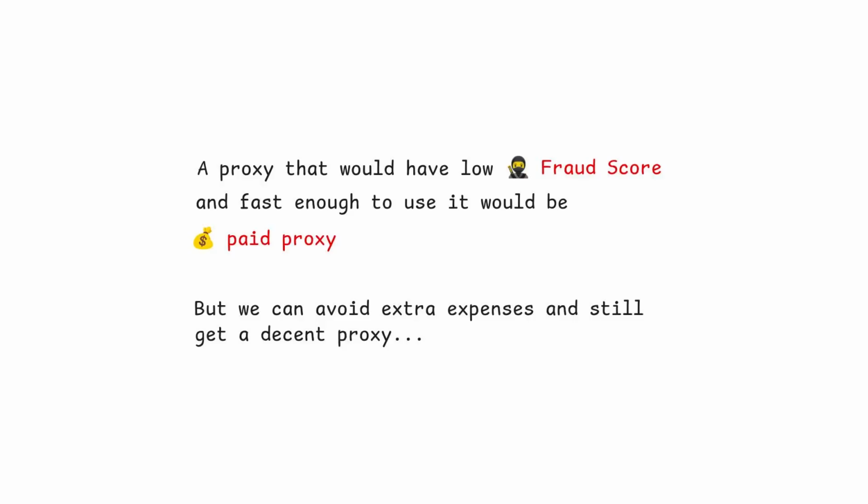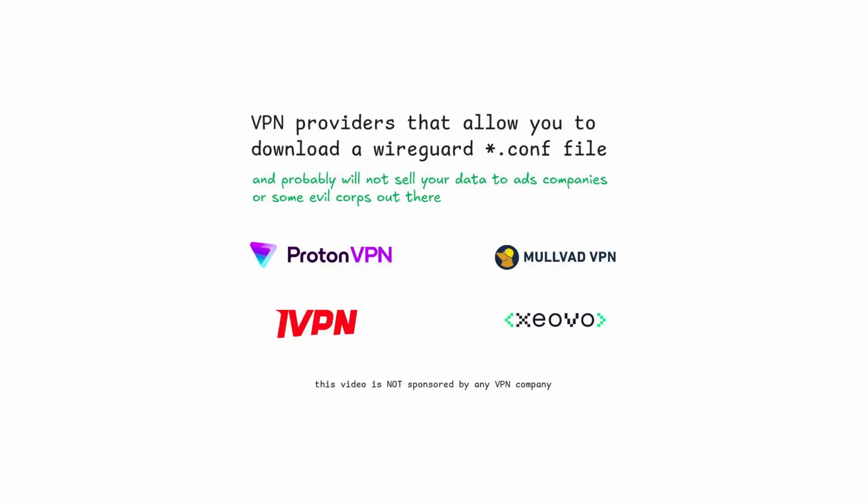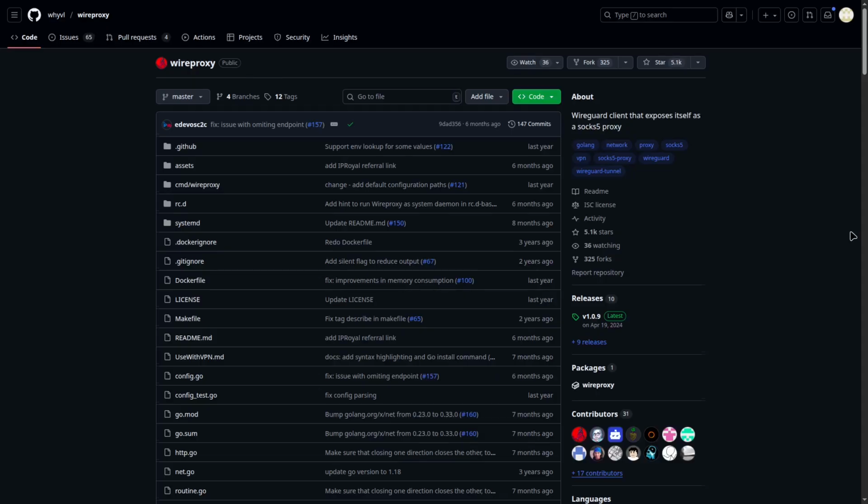And normally you would have to buy a proxy if you wanted speed and fraud score to be decent. But the good news is that if you have an active VPN subscription and your VPN provider offers Wireguard configurations, you don't have to spend extra money, because we can just turn this Wireguard tunnel into a proxy. And that's what we will use Wireproxy for.